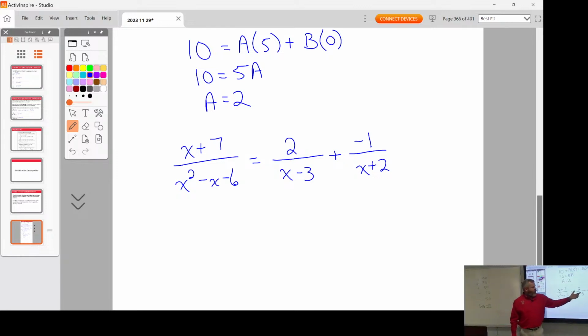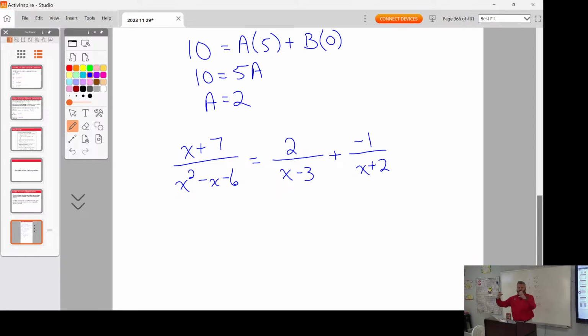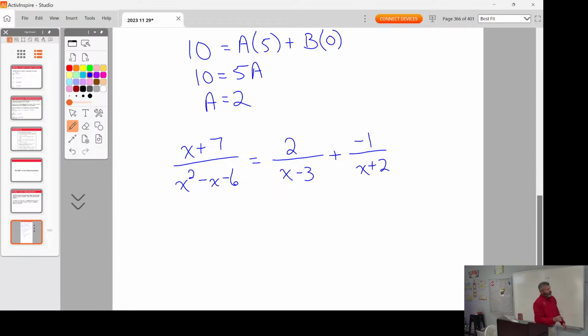Okay? So all partial fractions are doing is showing you how to decompose that fraction into the smaller fractions that made that new fraction. Okay? Questions on that? Okay?